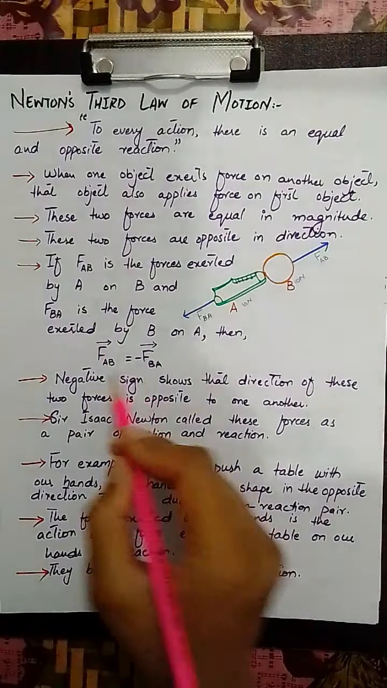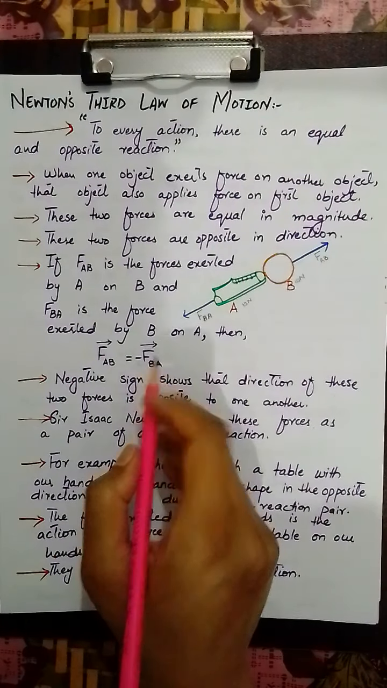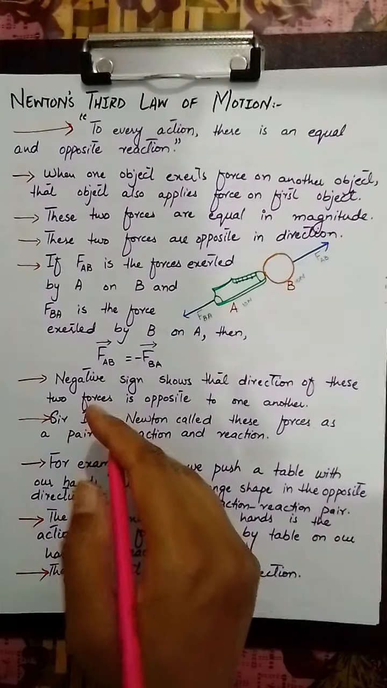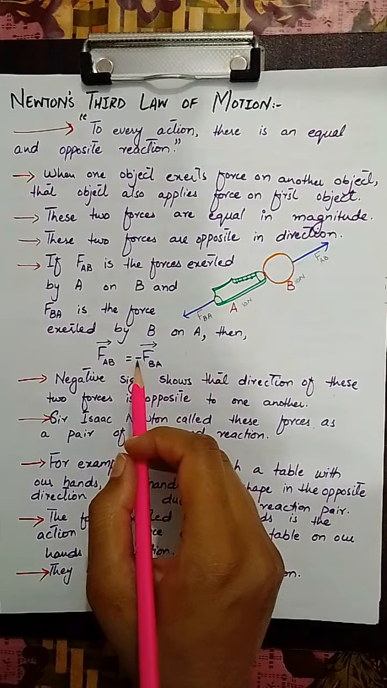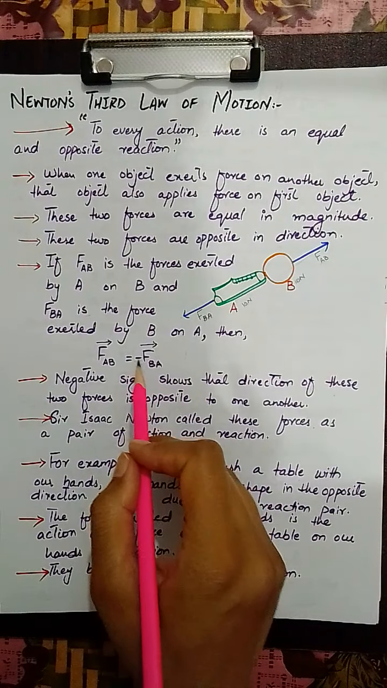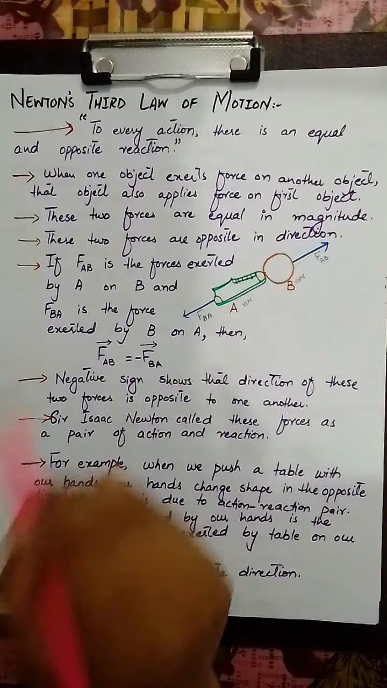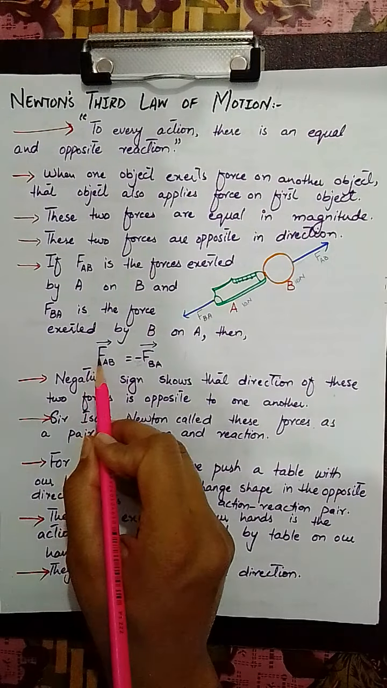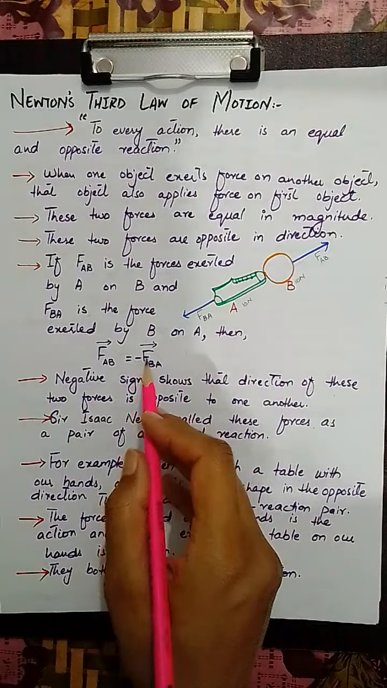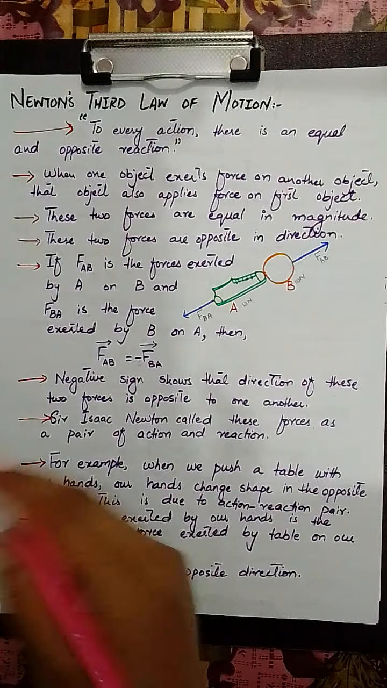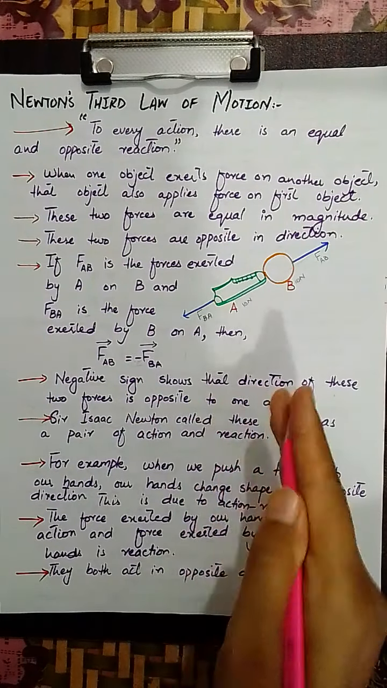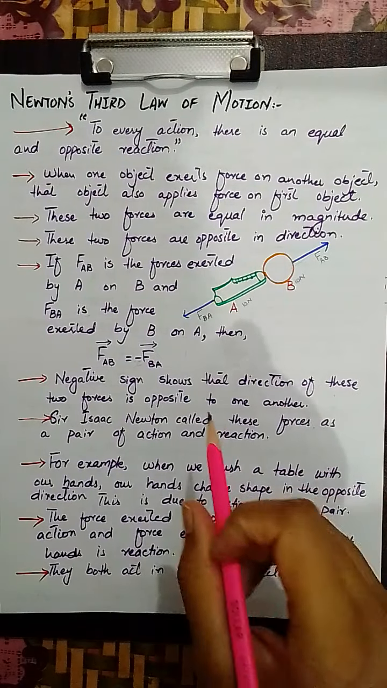So in this case FAB is equal to FBA. Magnitude mein dono same hai but direction mein opposite hai. Ye humein kaise pata chalega? Because we have negative sign with one quantity and positive sign with the other quantity. Therefore, FAB is in the positive direction, FBA is in the negative direction. Both are acting in opposite directions.